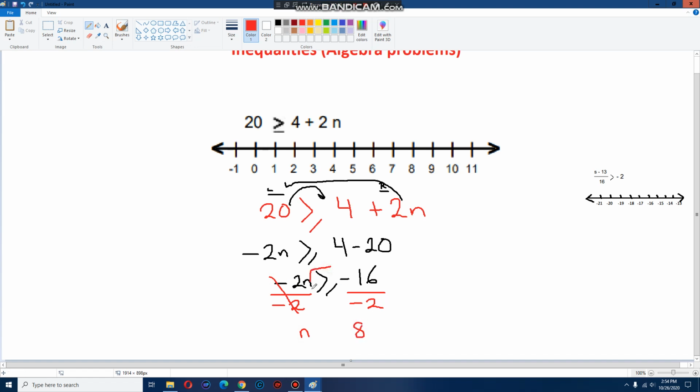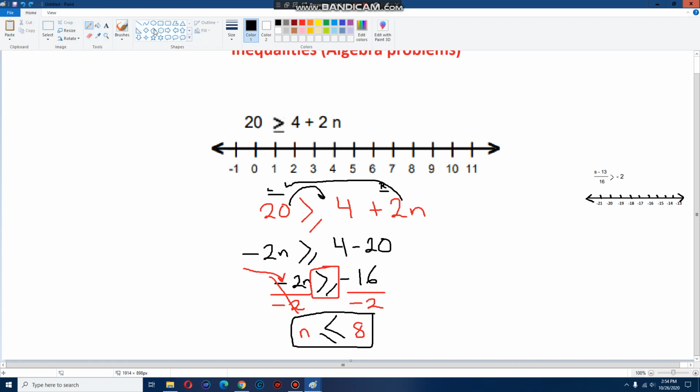And what happens to the inequality sign? Well, n was a negative number, so what we're going to do is change the sign the other way around. We're going to flip it over. So now it's going to be n less than and equal to 8. And that is our answer. Okay? Anytime the missing number has a negative sign in front of it, you're going to have to flip the inequality sign. Always. That's the rule.